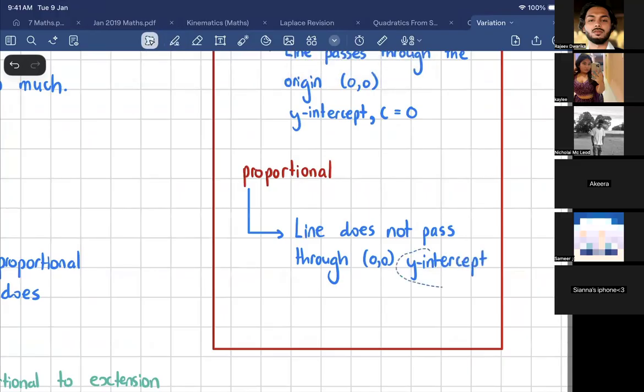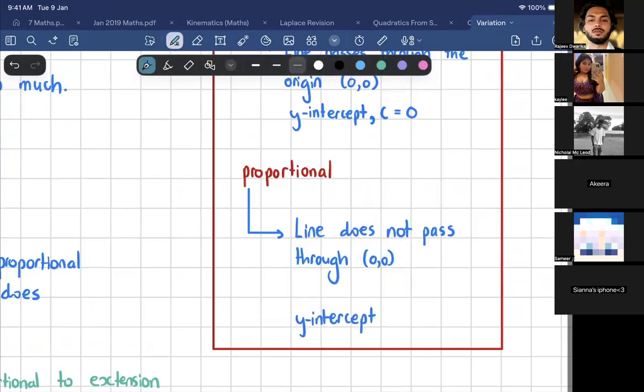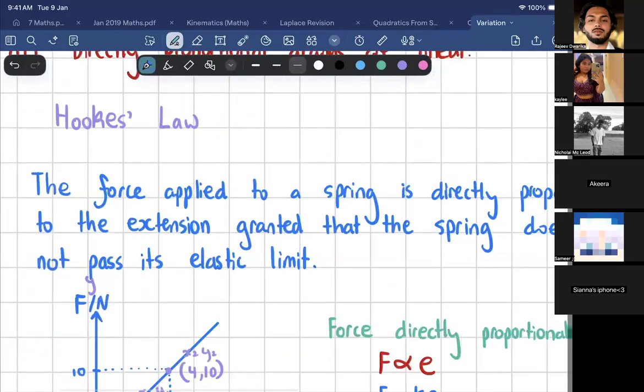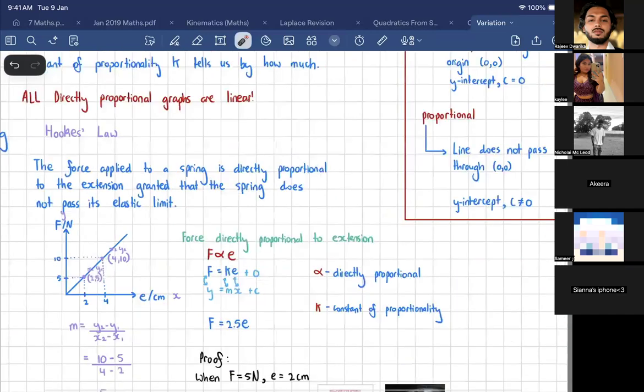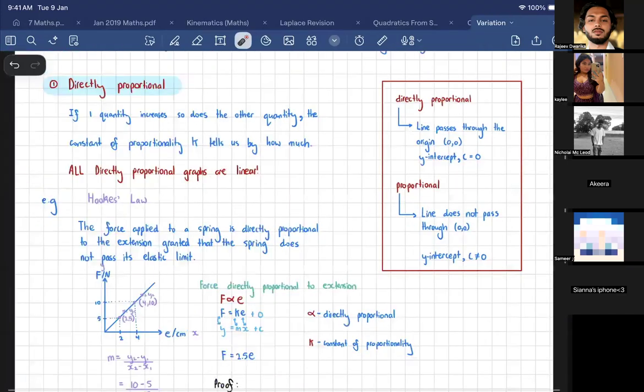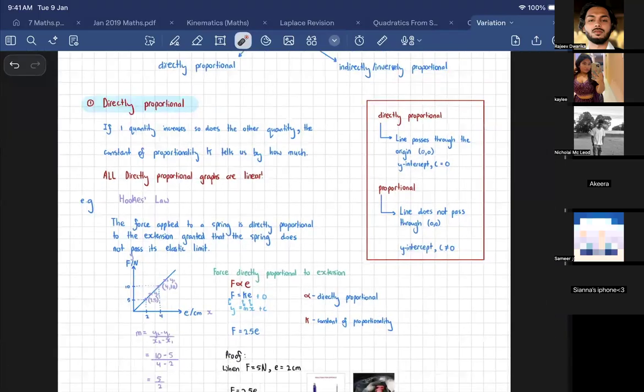Like if I tell you it's not passing through the origin, that would mean it's passing through some other value. Yes, sir. Yeah. Because the origin is 0. Correct. So if your relationship starts over here, then the y-intercept will be what? It'll be 10. Yeah, 10. So that would not be directly proportional. It'll just be proportional. Correct. Yeah.